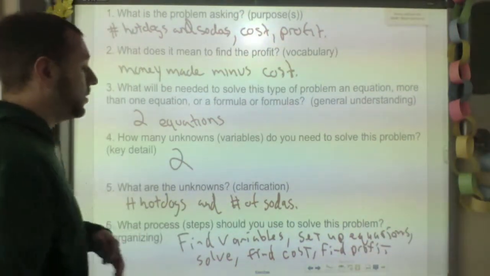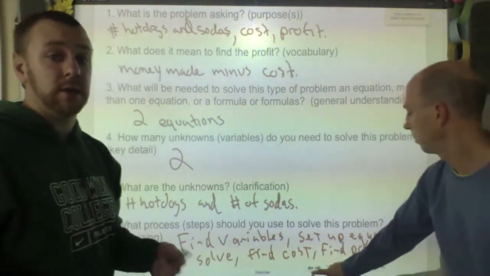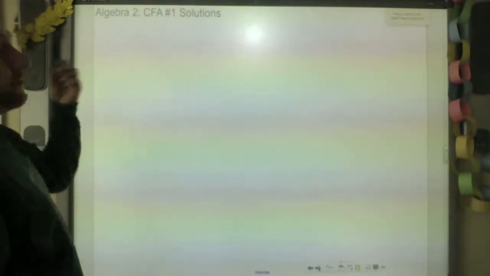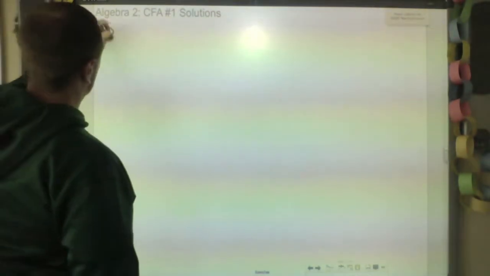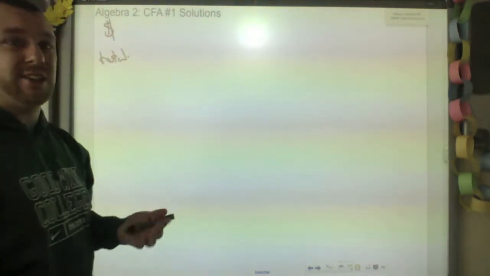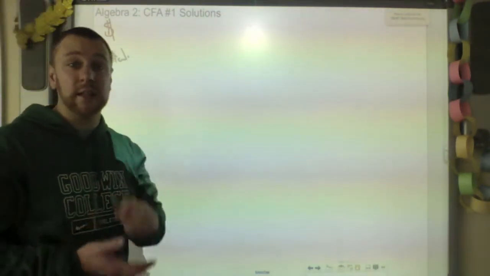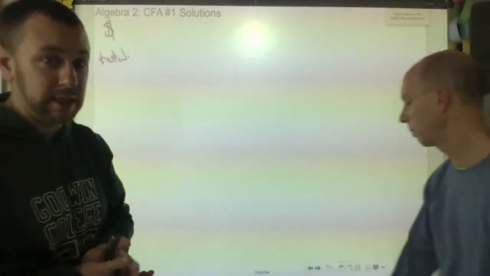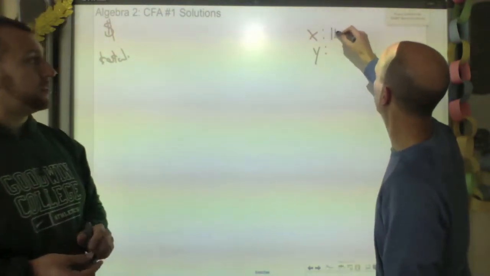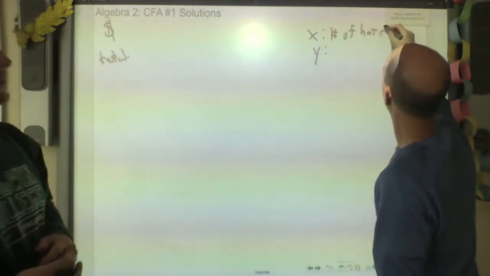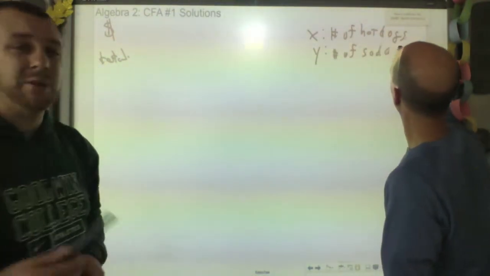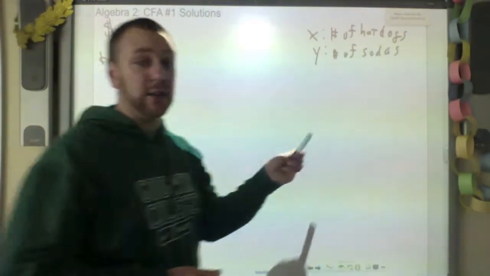Okay, so now we're just going to walk through the steps on how to do that. The first thing we need is a money equation and a total equation. We use this to keep our units together. Oftentimes students mix this up. And real quick, I'm just going to write over here, x we're going to count as number of hot dogs, and y as number of sodas. And we want to keep track of that for answering the question later.